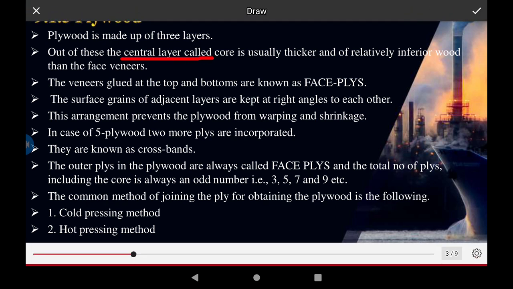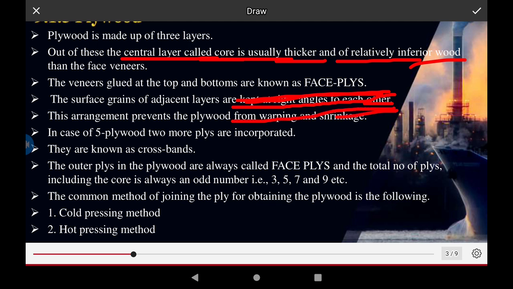The central layer, called the core, is usually thicker and relatively inferior wood. Suppose the first layer is a layer of wood and the second layer is this, and the third layer is the central layer. This is the central layer. This is the upper layer. This is the lower layer.